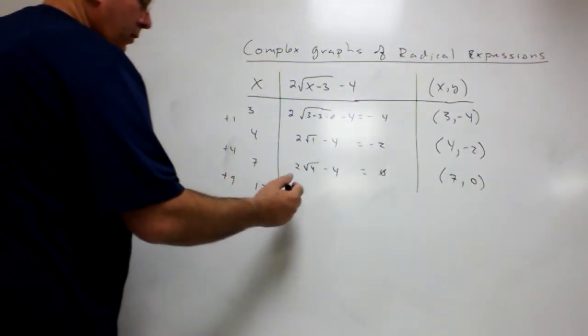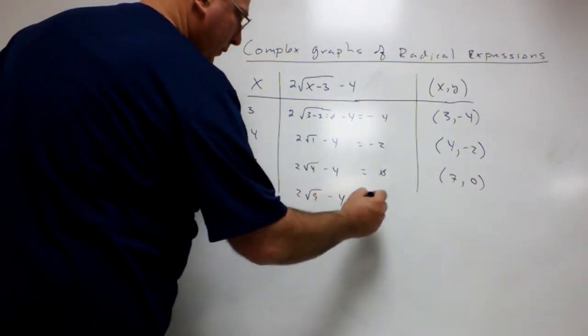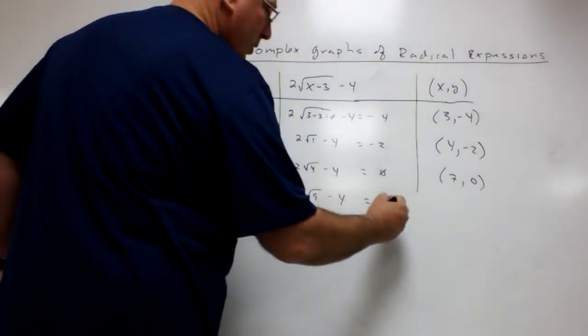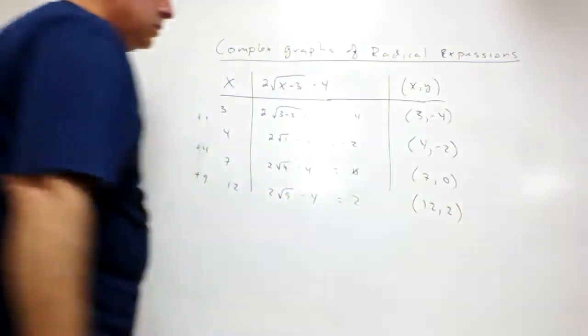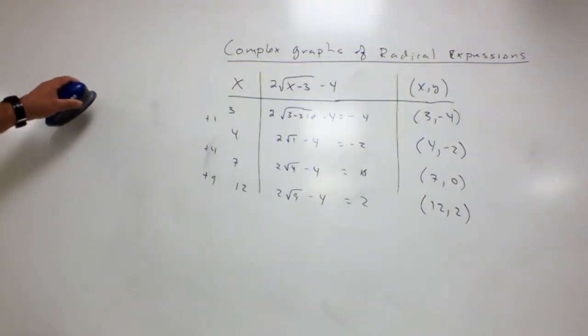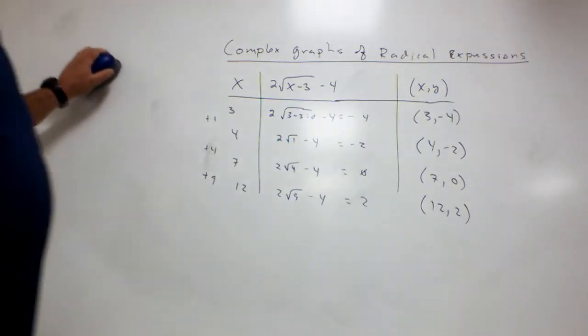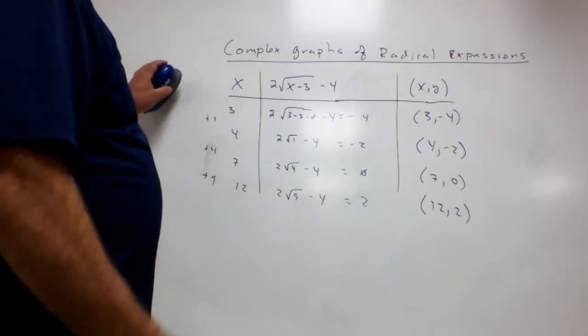And then if we put in 12, we get 2 times the square root of 9 minus 4. So we get 2 times 3 is 6, minus 4 is 2. So at 12, we're at 2. Nice. So those are the values that we want to graph. Okay? So by doing it in this order, it's going to make your life much easier.